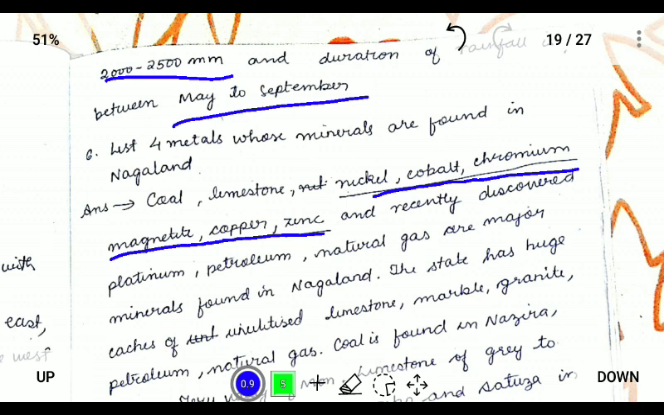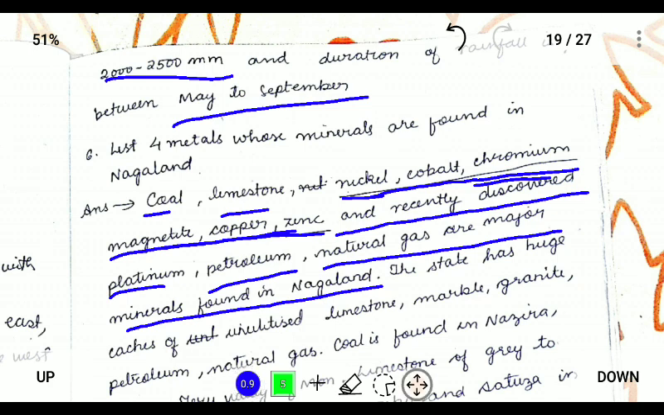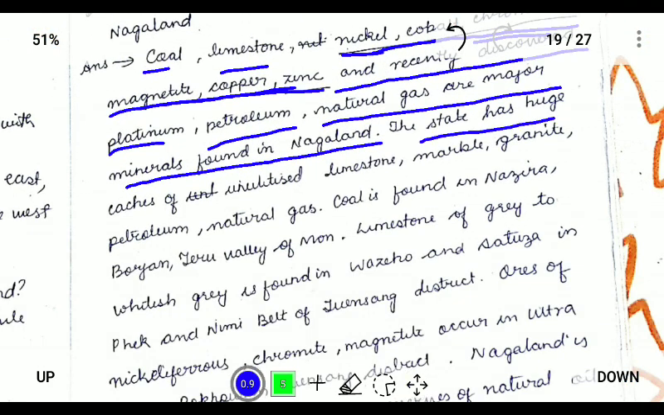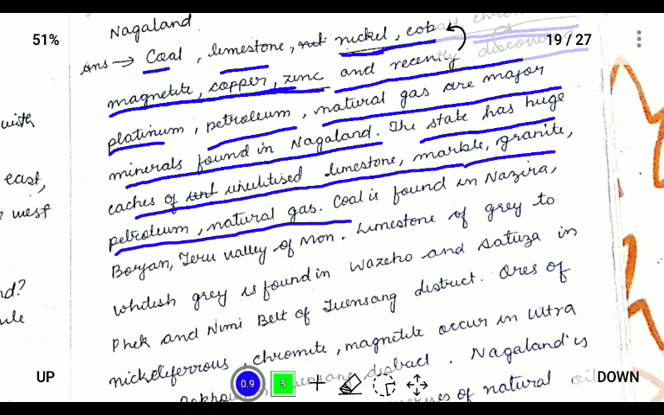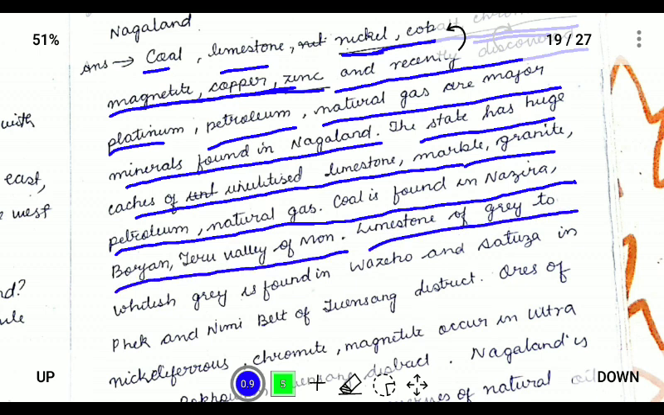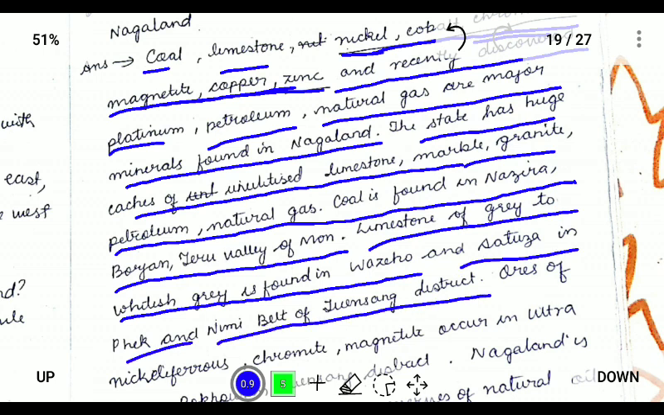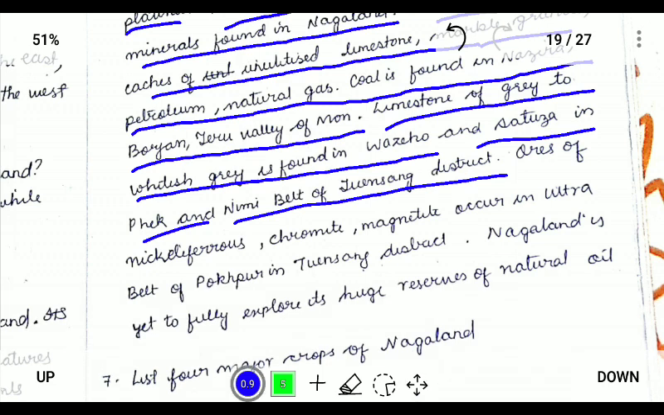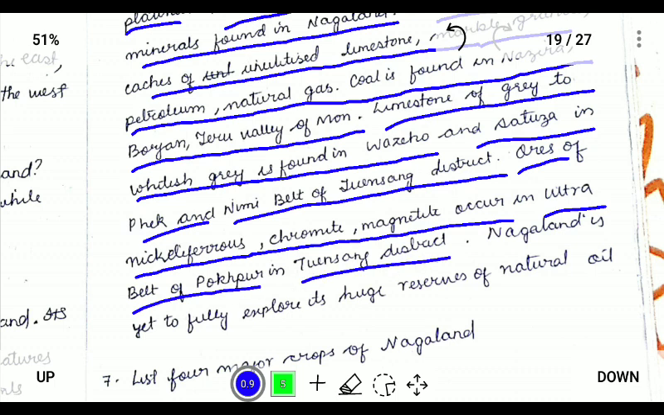The major minerals found in Nagaland are gold, limestone, nickel, cobalt, chromium, magnetite, copper, zinc, and recently discovered platinum, petroleum, natural gas. The state has huge unutilized reserves of limestone, marble, granite, petroleum, natural gas. Coal is found in Nazira, Borjan, Tiru Valley of Mon. Limestone of grey to whitish color is found in Wazeho, Satuza, Fek, and Nimi belt of Tuensang district. And ores of nickeliferous chromite magnetite occur in the ultramafic belt of Pokphur in Tuensang district.